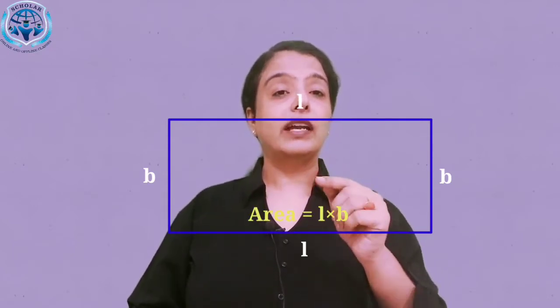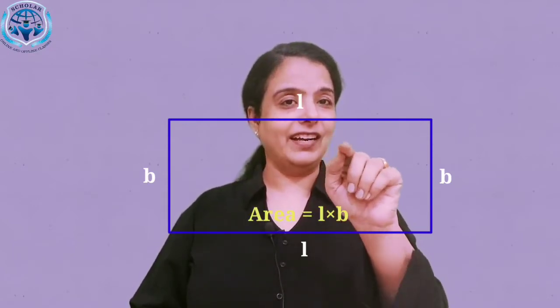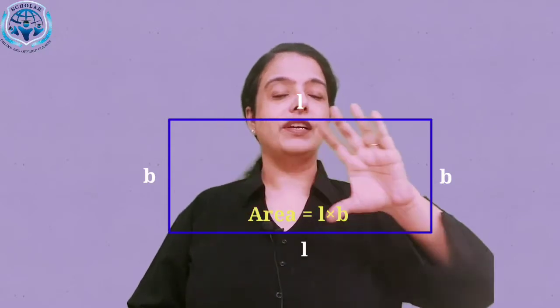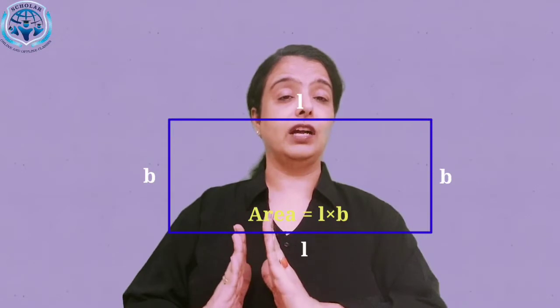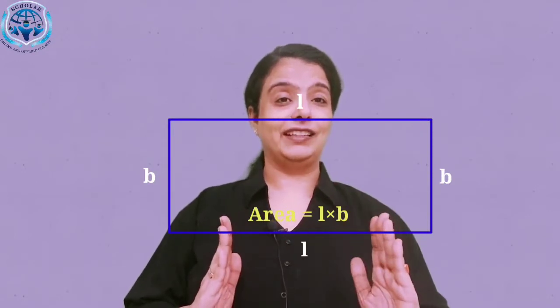You know there are 2 lengths and 2 breadths. That means opposite sides of a rectangle are equal. This is equal to this, this is equal to this. So you will multiply length and breadth to get the area of the rectangle. This whole region enclosed inside the rectangle is the area, and the formula will be given by length into breadth.